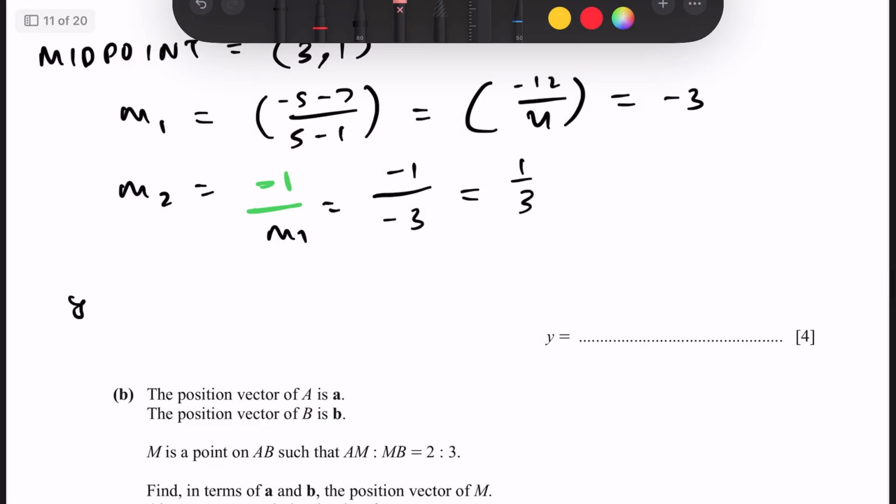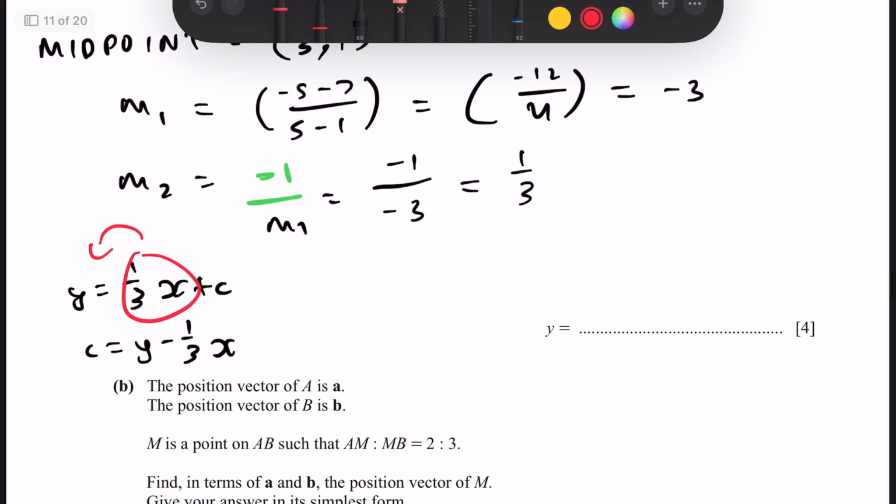Now we have y is equal to 1 over 3 x plus c. This is the equation of the perpendicular bisector. So now we need to find c. c is equal to y minus 1 by 3 x, since if we move 1 by 3 x to the left hand side, we get this value.